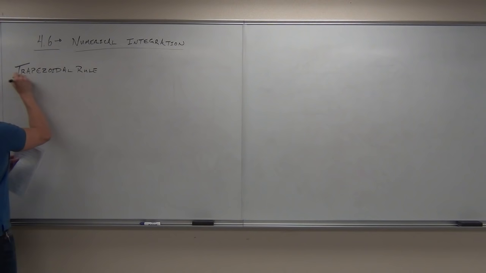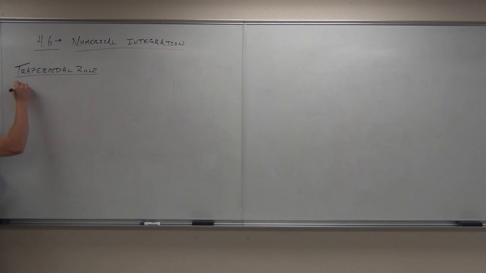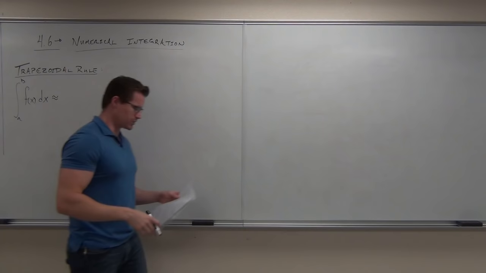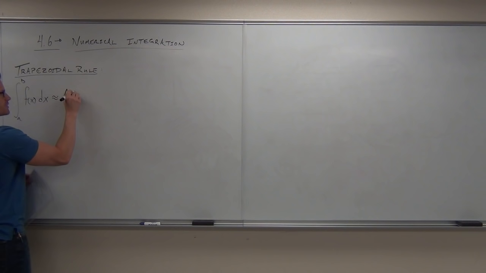So, the trapezoidal rule says this. If you want to approximate a definite integral, remember that definite integrals have bounds of integration. They go from like a to b. They go somewhere, of any function that you want, we can approximate it, hence our squiggly equals here. We can approximate it by doing this, and it's really interesting. Here's how it works. I'll define these in just a minute, but they should look familiar if you took Calculus 1.